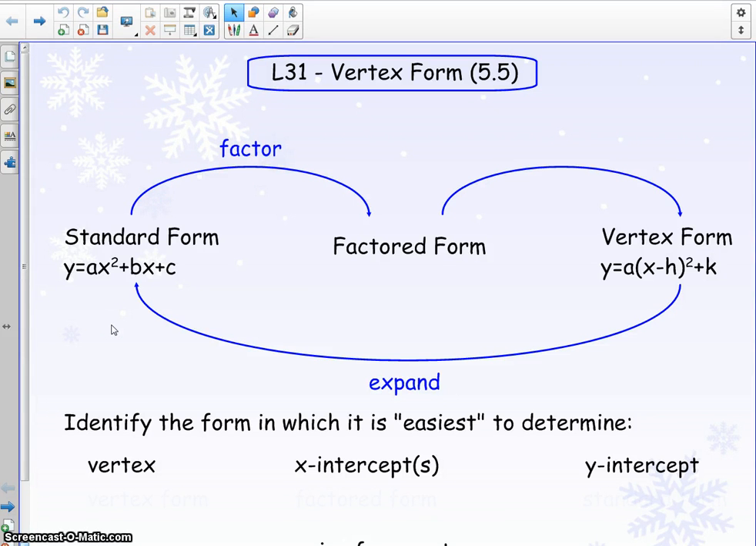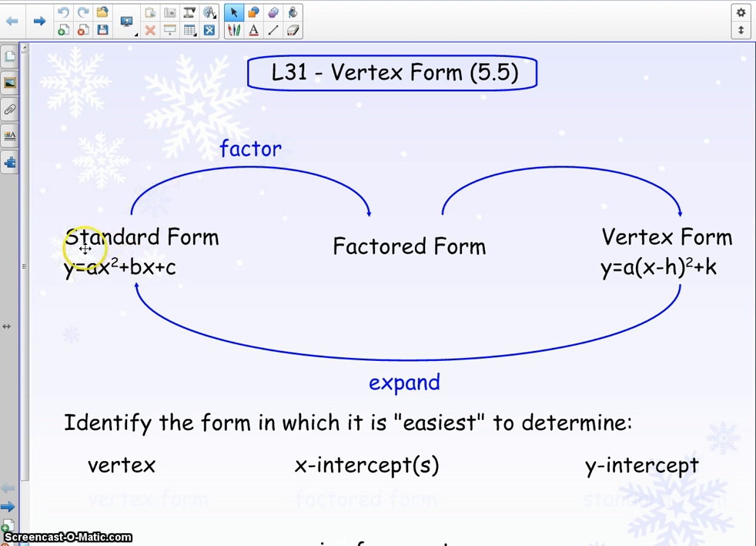Alright, so we're going to continue working with this new form we've discovered the last couple of days, called vertex form. Just to summarize, you've now seen three different forms of a quadratic: standard form, factored form, and now vertex form. Eventually we want to get to the point where we can move between all of these forms freely. We're not quite there yet, but there's a lot we can do already.